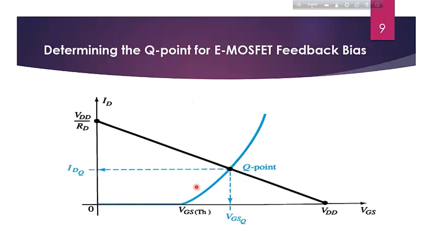Here we can see that the saturation line and load line meet at the Q point. This is the same as in depletion mode.